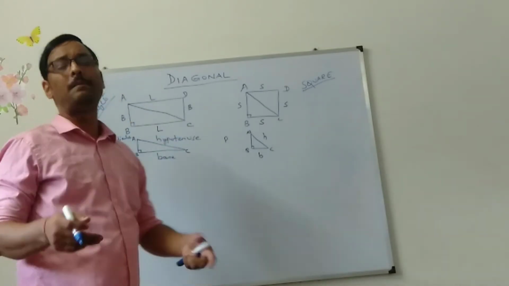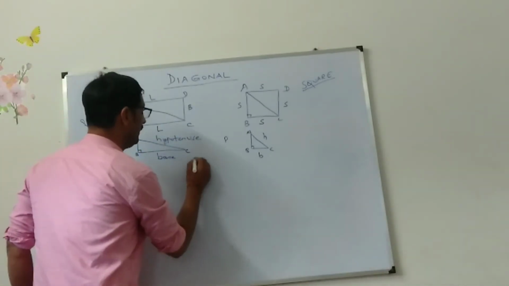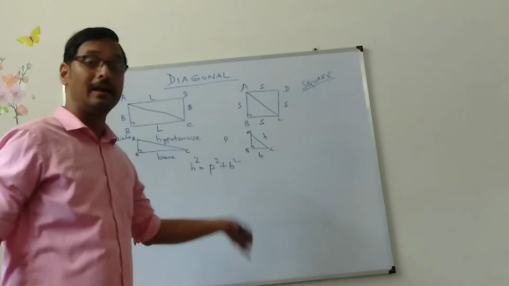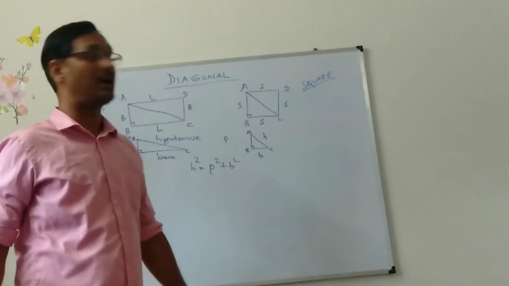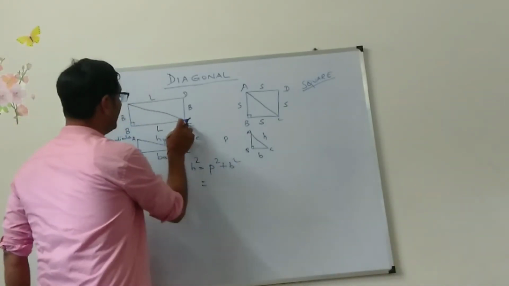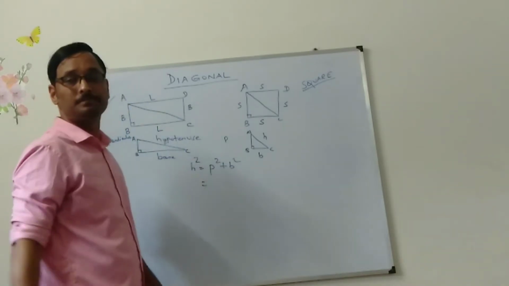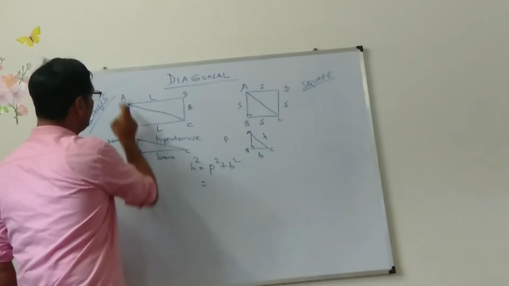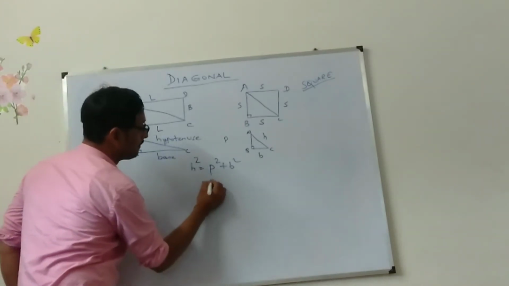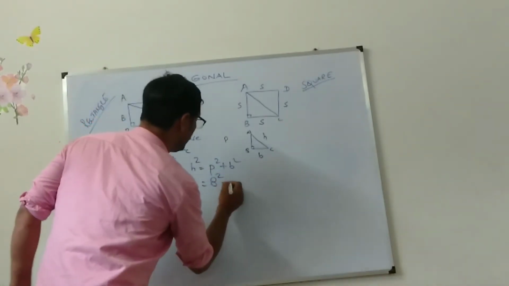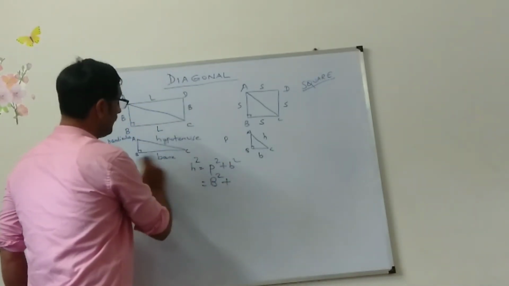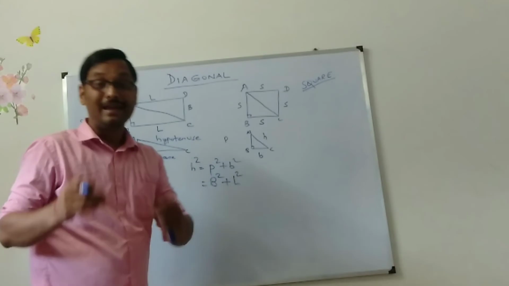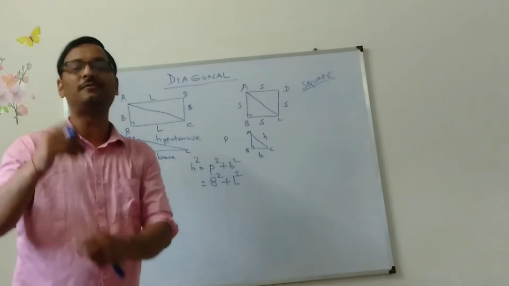So let me try. I am applying the Pythagoras theorem. H square is equal to P square plus B square. With respect to the triangle, this is the formula. What is P with respect to the rectangle? The perpendicular is the breadth, so B square. And what is B? This base is nothing but length, so in place of B, I'll write L. L is longer, so I am giving respect to that.